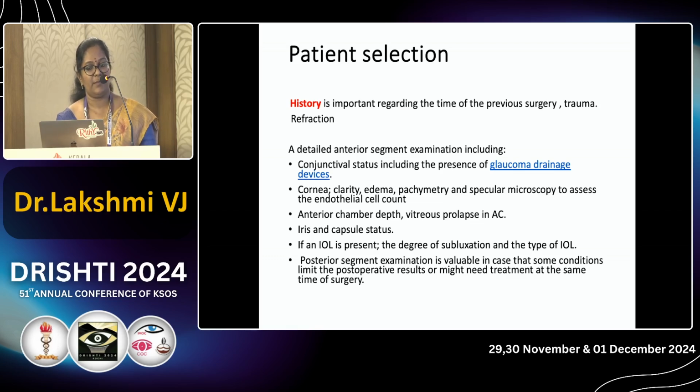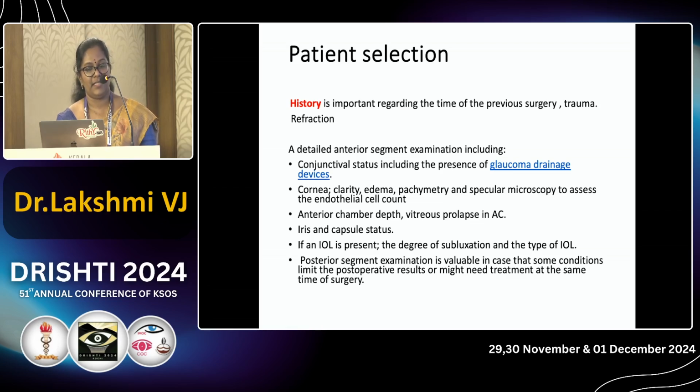Refraction is definitely needed, because you need to know how much vision the patient can get after the secondary IOL implantation. So a detailed anterior segment examination, including the conjunctival status, including the presence of glaucoma drainage devices, because when we are planning the surgery, there are many options of a secondary IOL. So which option to choose depends on the examination of the patient. Cornea clarity and edema have to be noted. Pachymetry should be done. Specular microscopy, definitely, to assess the endothelial cell count, especially when you are doing an AC IOL. And chamber depth and vitreous prolapse in the AC you have to note. Even a white to white diameter can be done.